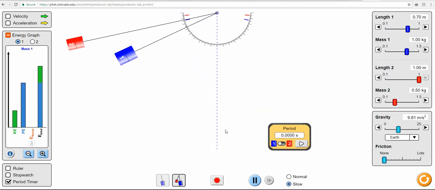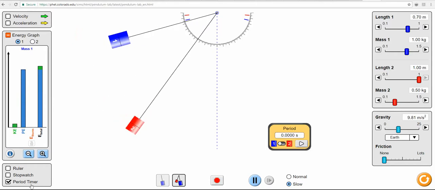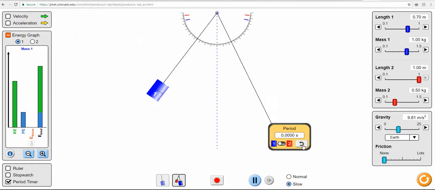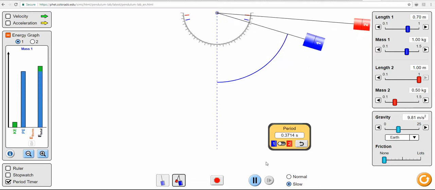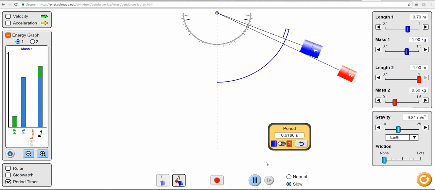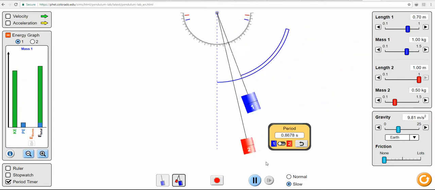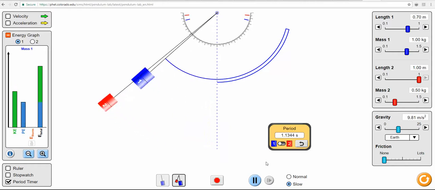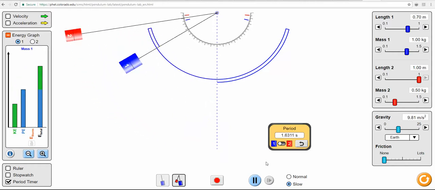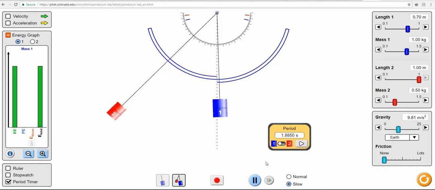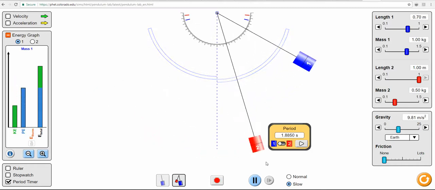Okay, I've also turned the period timer on. I want to find out what the period of, I believe, the blue one is first. We can see that it's drawing the period and it won't stop until it's gone through a full cycle. So this is going to tell me the length of the period of the blue one.